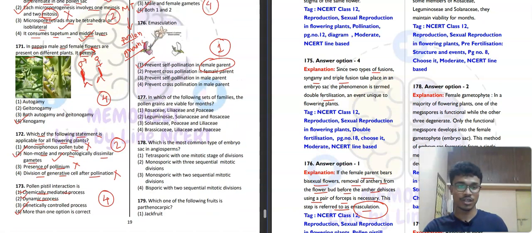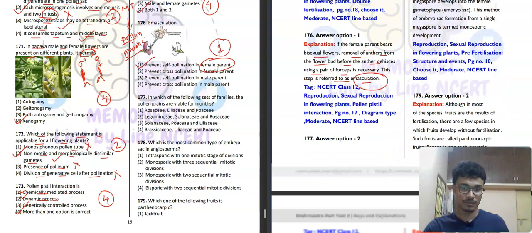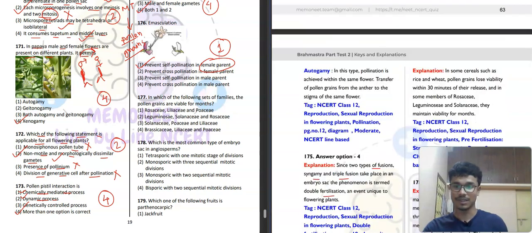Moving towards the next question, 177. In which of the following sets of families are the pollen grains viable for months? Previously also answered this. Rosaceae, Liliaceae, Poaceae, or Leguminaceae, Solanaceae, Rosaceae, Solanaceae, Poaceae, Liliaceae, or Brassicaceae, Liliaceae, Poaceae. But here the first option will be your correct answer, Rosaceae, Liliaceae.